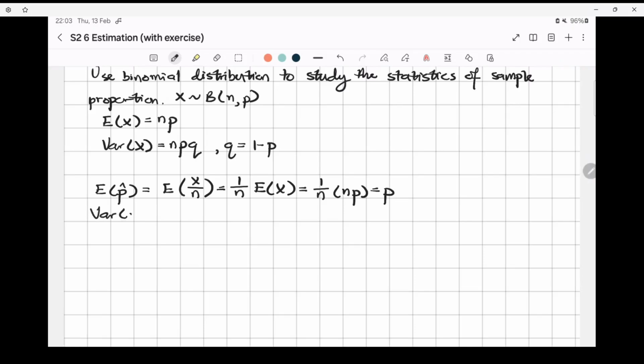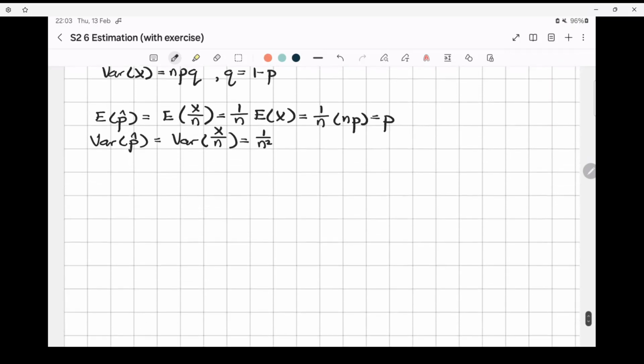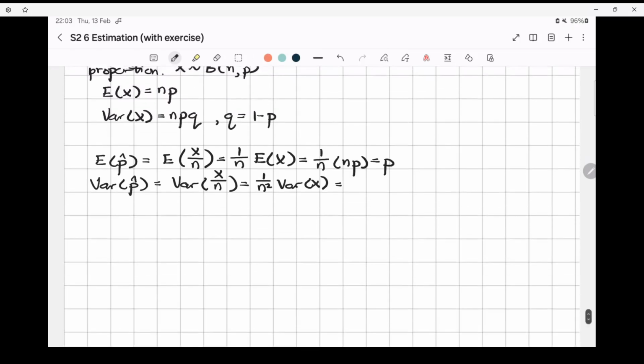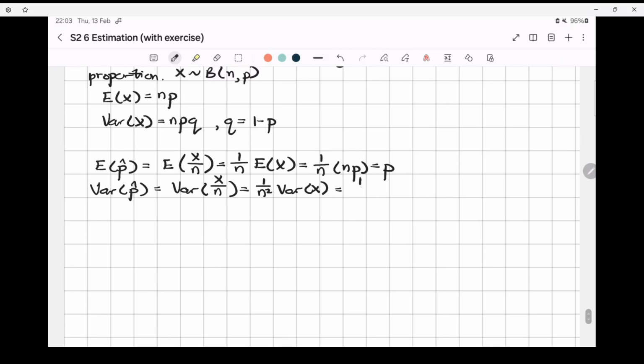Now let's look at the variance of p hat. This is the variance of x divided by n. For variance, when you move out the n, it becomes 1 over n squared, and then there is the variance of x. The variance of x is npq. So you have 1 over n squared times npq. In the end, you will have pq divided by n. So that is the formula for the expected value and the variance of your sample proportion.